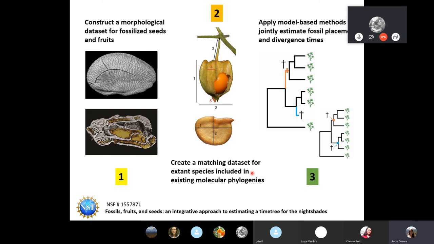And the third goal is to apply model-based methods to jointly estimate the placement of the fossils and also the divergence times for the Solanaceae. So, this is a huge project with a lot of collaborators that we are working with very nicely all together. And this is the goal, to have this calibrated phylogeny in 2 years, I hope.